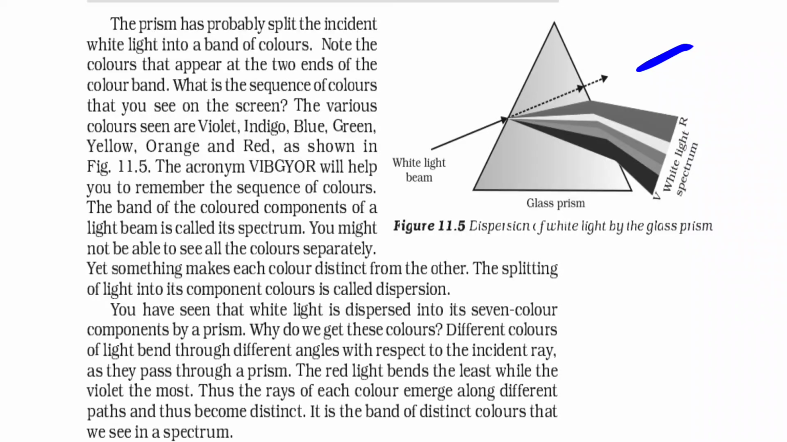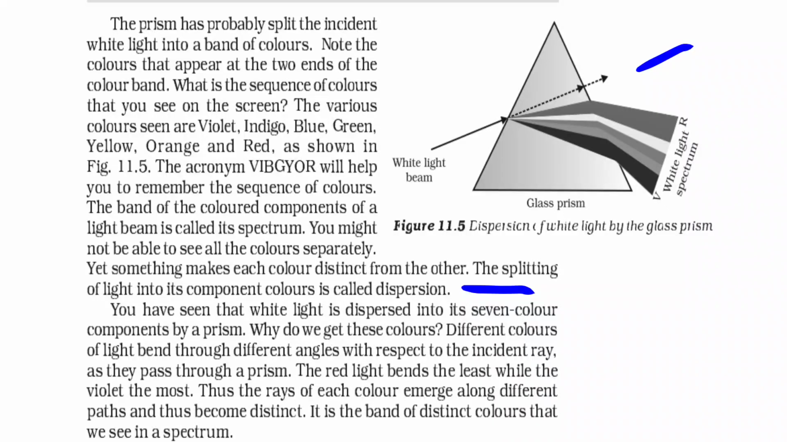You might not be able to see all the colors separately. Yet some things make each color distinct from the other. The splitting of light into its component colors is called dispersion. You have seen that white light is dispersed into its 7 color components by a prism. Why do we get these colors?